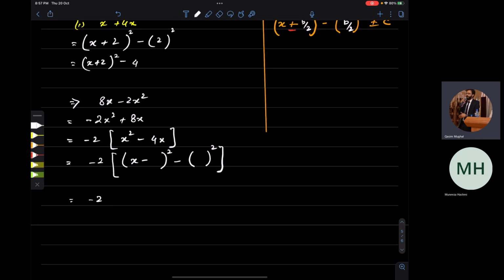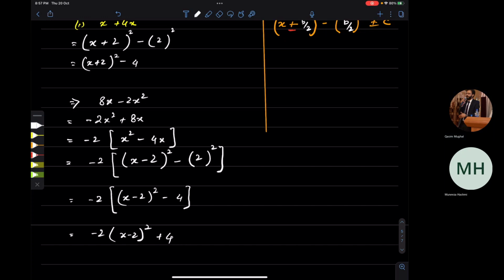Sorry, I forgot to put something. That's going to be 2 inside. So x minus 2 whole squared minus 4. Now I'm going to open up the brackets. So minus 2 times x minus 2 whole squared, and then minus minus is plus 4 times 2. Sorry, that's going to be plus 8. Is that what you were saying? Yes, that is what I was saying. All right.